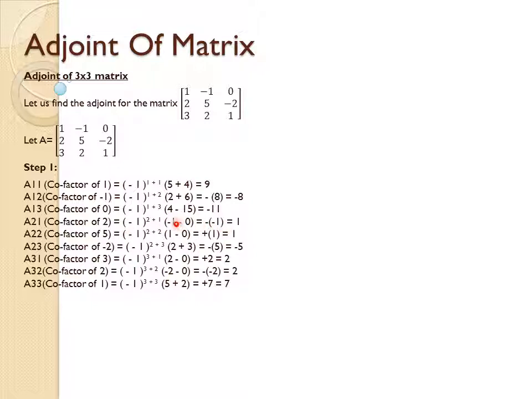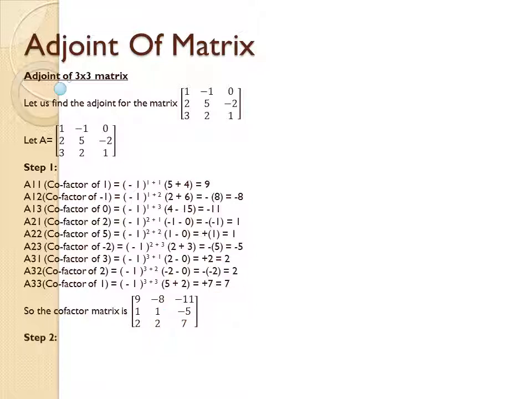But I have to find out the sign also. The sign is -1 whole to the power i plus j. A21 means this one. So it is basically second row, first column, that is i equal to 2 and j equal to 1. So I am putting -1 whole to the power 2 plus 1, that is -1 whole cubed. -1 whole cube means -1. So the entire thing becomes minus of -1, that is equal to 1. So I have found out all the cofactors now. So my cofactor matrix is 9 -8 -11, 1 1 -5, 2 2 7.